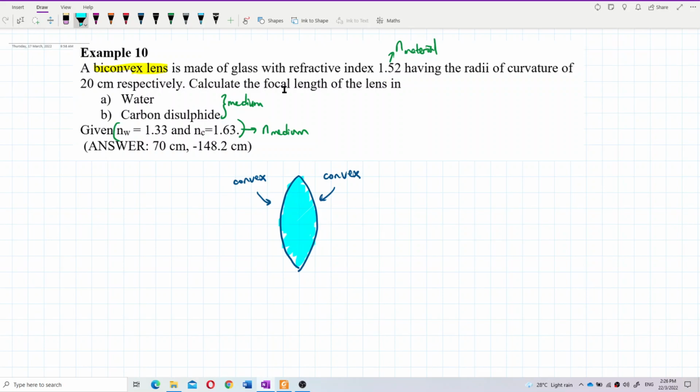Okay, good. So we have radii of curvature for each of the surfaces, both R1 and R2. The radius is 20 centimeter. Because this is a biconvex lens, both surfaces have the same radius, 20 centimeter. So R1 and R2 both are 20 centimeter. And then he asks you to find the focal length of the lens, for two different media. Okay, let's do it.